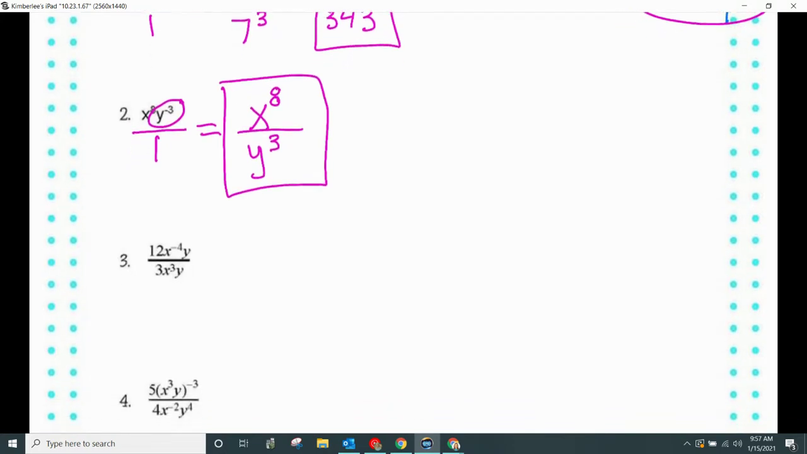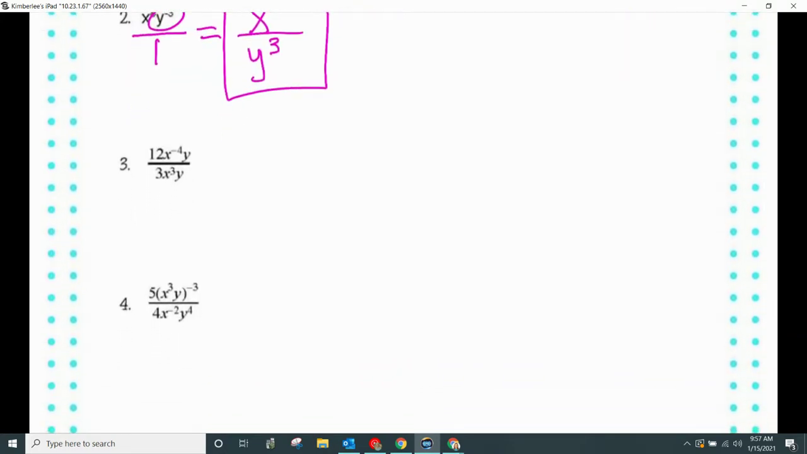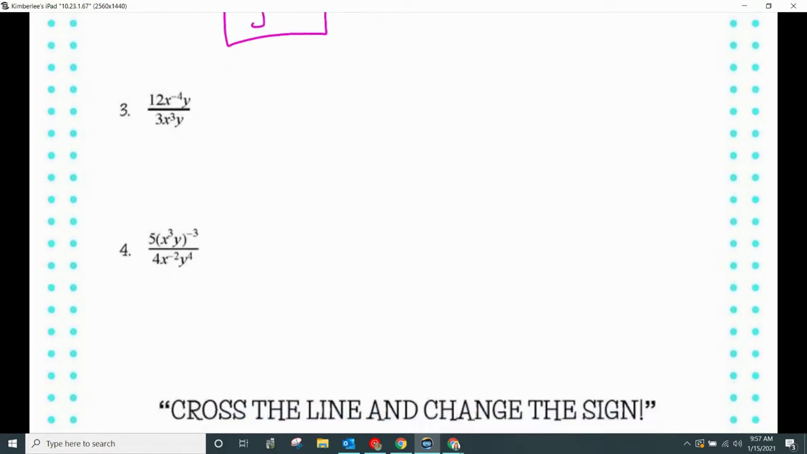Okay, let's look at a couple more. So for this one, I want to simplify this one fully. I have 12x to the negative 4 times y divided by 3x cubed times y. So which piece is negative? Well, the x to the negative 4 is what's negative. That's the only piece that needs to move. I don't need to move anything else.